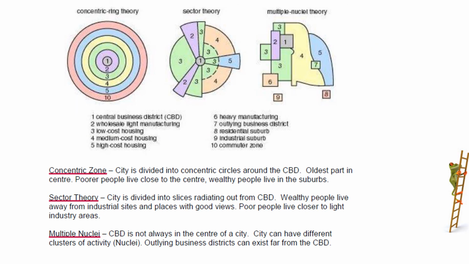So here they are. The first one, concentric ring theory. Cities divided into rings around the CBD, the oldest part in the middle. Then the sector theory, cities divided up in slices that radiate out, normally along major transport routes. And then the multiple nuclei theory. Here, the CBD is not necessarily in the center of the town, and there can be different clusters of activity. The outlying business districts, these are normally quite far from the CBD. So that is that for these models.